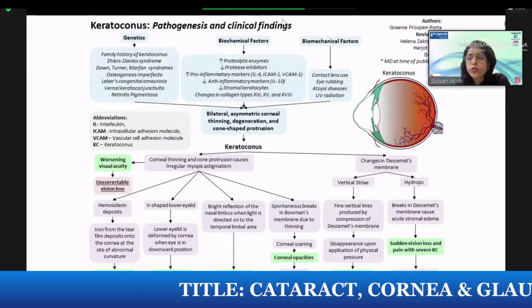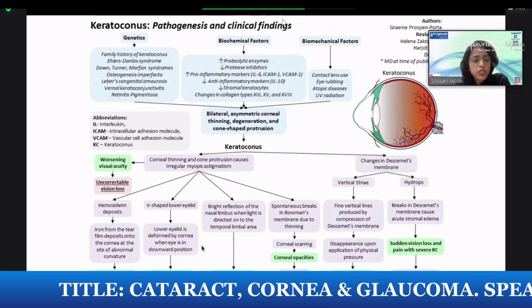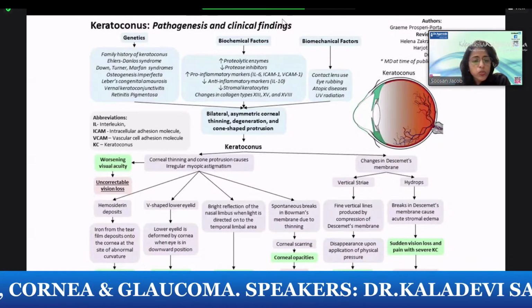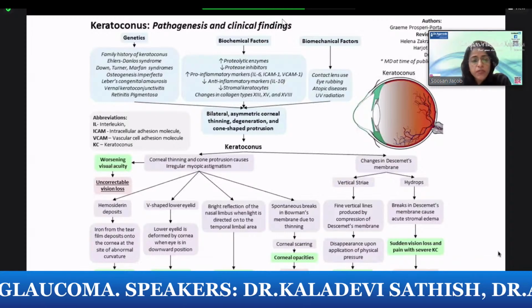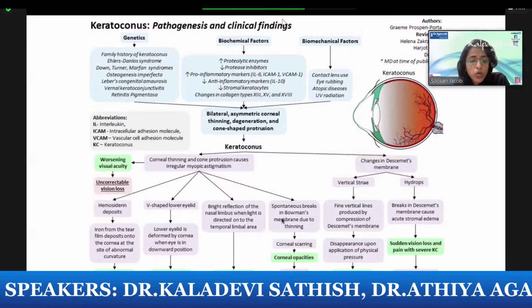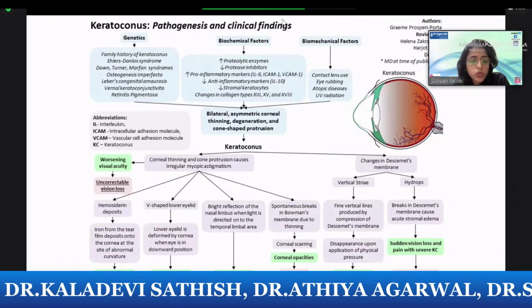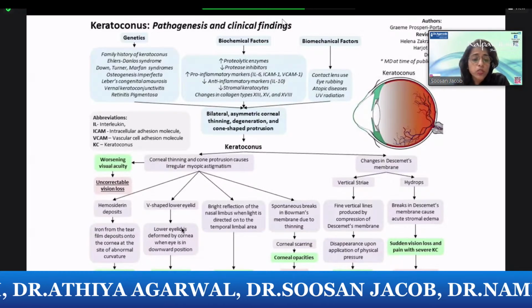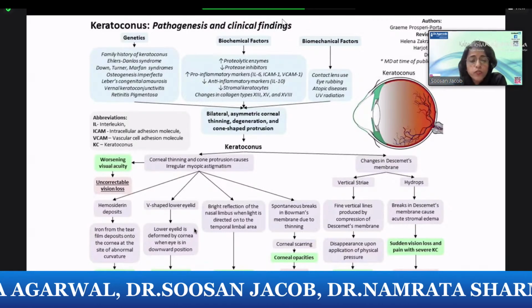I'm sure all of you already know about this, which is iron deposit on the cornea and especially around the cone. You can also get the Munson sign, which is a V-shaped lower lid. When the patient looks downwards, the lower lid gets pushed down following the bulge of the cornea. That's seen in very advanced cases. You may not see it in all cases, so this depends on what stage the patient you're seeing is in.